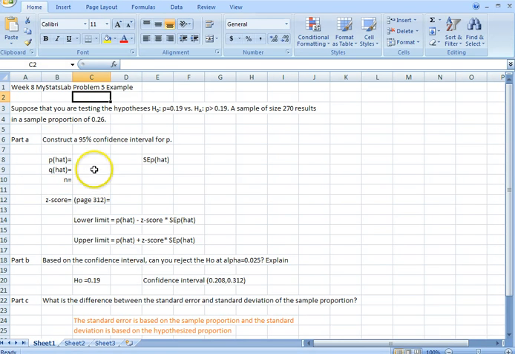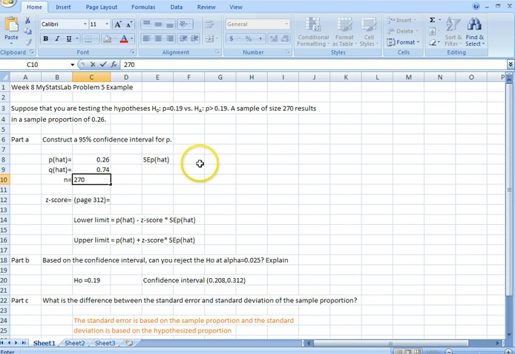And for that we need three pieces of information here. The first thing we need is p hat. Well, we know from our problem that p hat, our sample proportion, is 0.26. And from that we can also find q hat, since it is equal to 1 minus p hat. And of course n, our sample size, is 270.